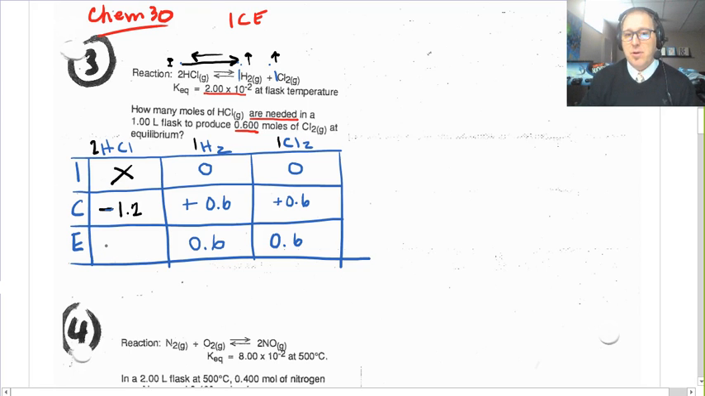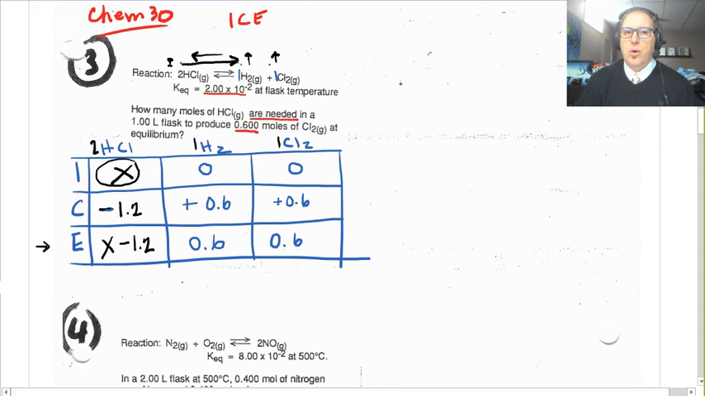At equilibrium, of course, we're going to do all of our calculations with the equilibrium row. That's what's important. So equilibrium is going to be some unknown value, but we know that it has gone down by 1.2 moles. So this is our unknown in number 3, and this is how we set up our equilibrium row.